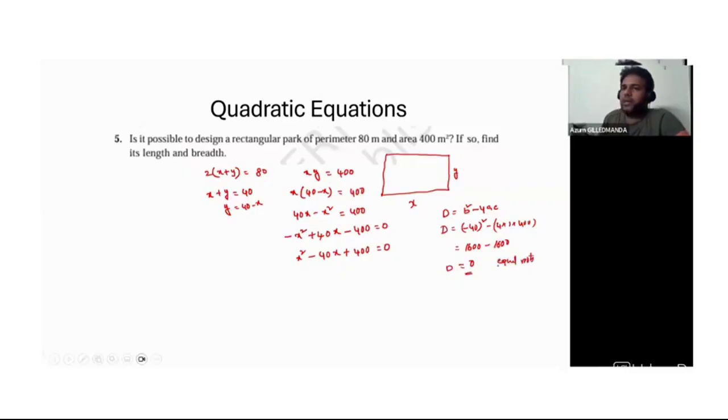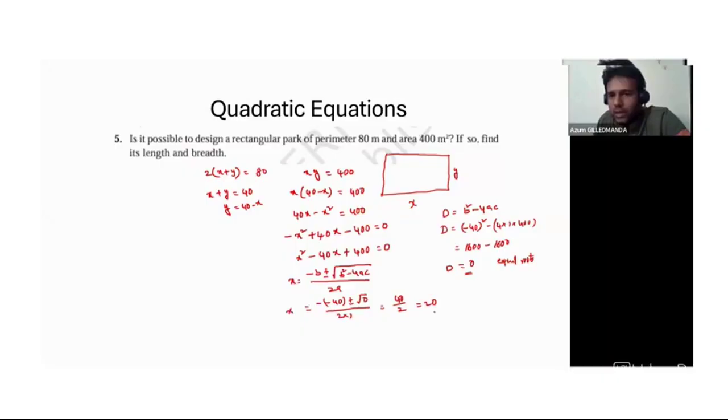See, this discriminant is making our life easy. So D is 0. Now find the roots using our formula, which is x equal to minus b plus or minus square root of b square minus 4ac by 2a. So minus of minus 40 plus or minus square root of 0 by 2a, 2 into 1. So can I write this as 40 by 2? Plus or minus square root of 0 is 0. So this is 40 by 2, so 20. So the x value is 20.